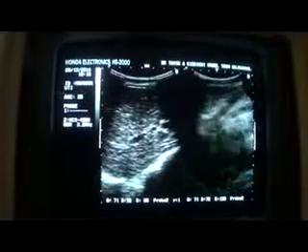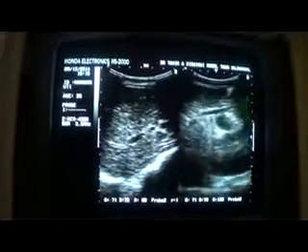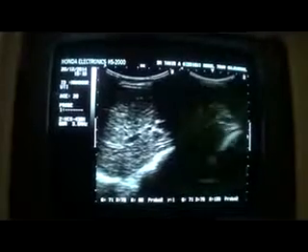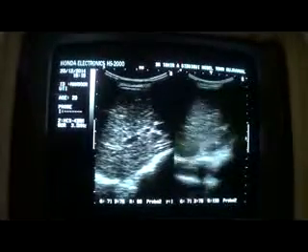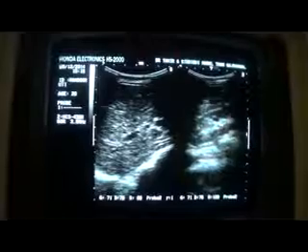The IVC is not dilated, intrahepatic vessels are not dilated, so this is not a congestive liver, this is basically a toxic infective liver.